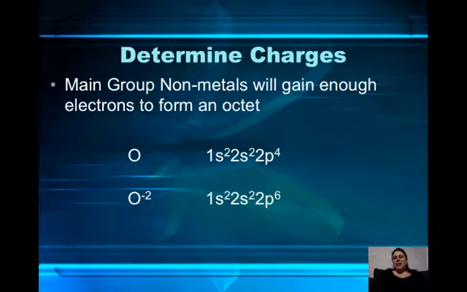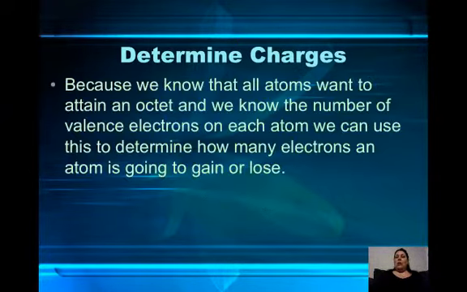Well, it's kind of cumbersome to keep writing these electron configurations to figure out how many electrons it is going to lose or gain. So there's an easier way to do this. We can look at the periodic table and know which atoms have how many valence electrons. We know metals lose electrons and nonmetals gain electrons. So we can use the periodic table to figure it out.